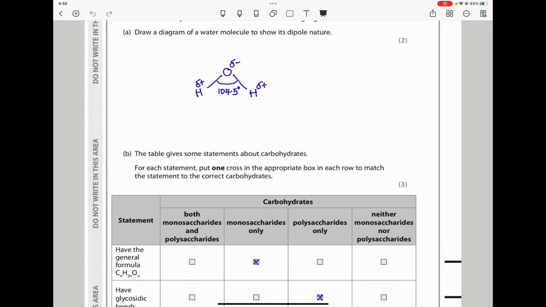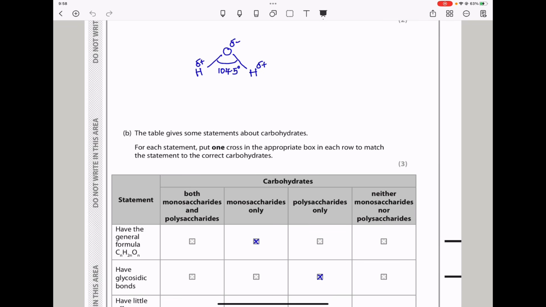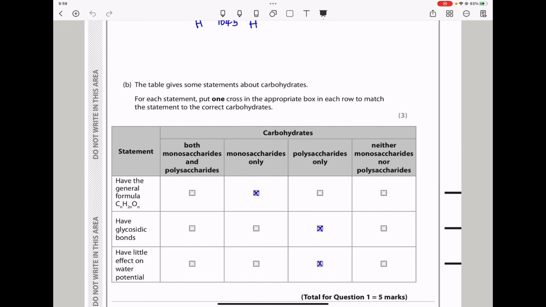In part B, the table gives some statements about carbohydrates. For each statement, put one cross in the appropriate box in each row to match the statements to the correct carbohydrates. So here they say, have the general formula C n H 2n O n. These are monosaccharides only, so this is my answer.